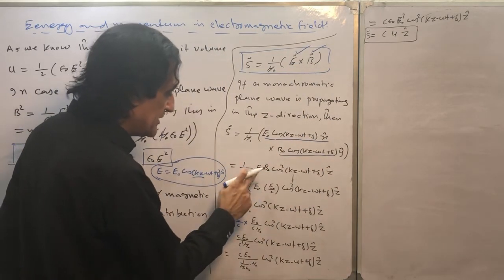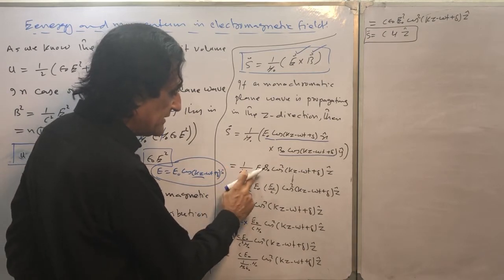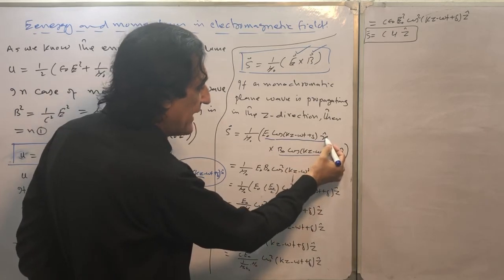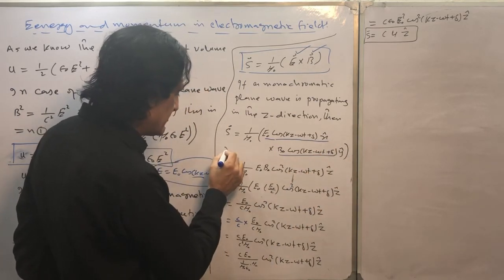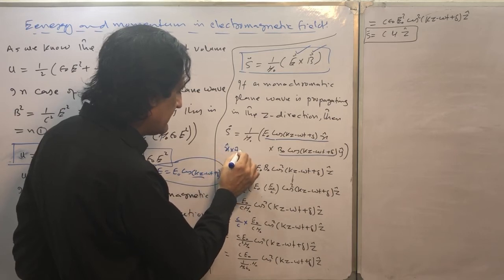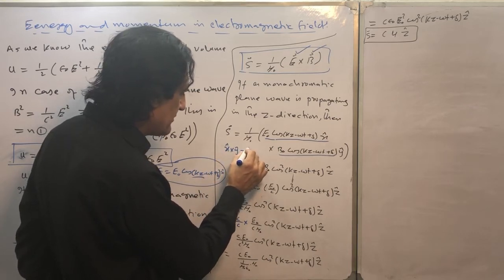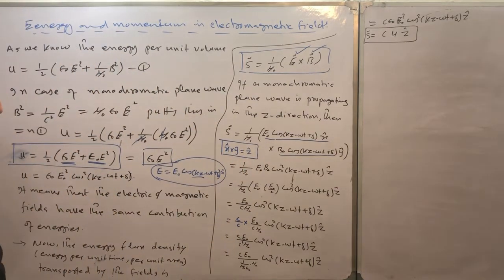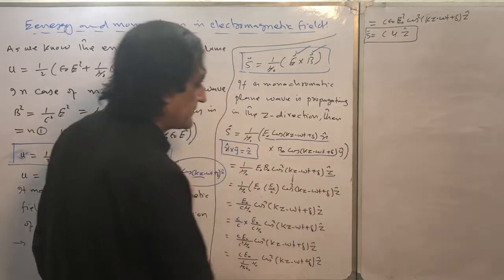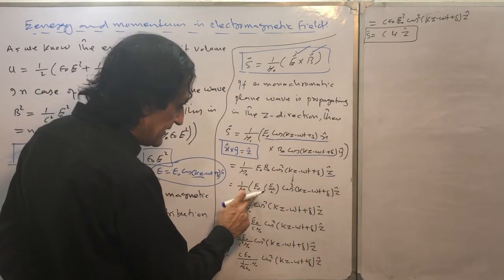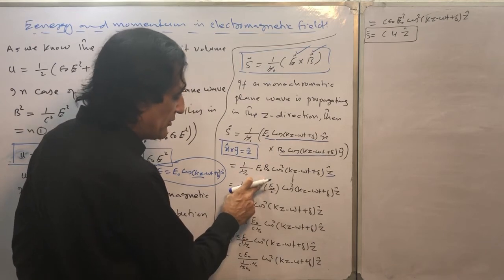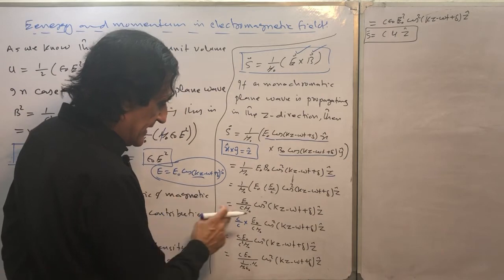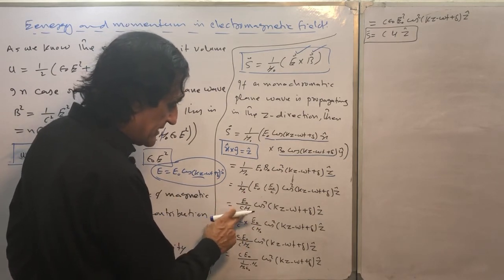Then by some multiplication, 1 over mu naught E naught B naught cosine square theta, this is equal to x cross y. So x cross y, the unit vectors, must be equal to the unit vector along the z direction. So I have written this z. And then E naught B naught, in a monochromatic plane wave, is E naught divided by C, and this is equal to this. And the multiplication gives E naught divided by C.